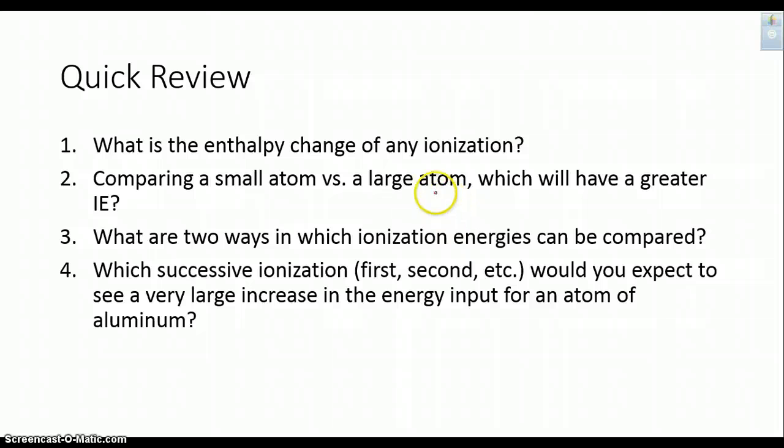Again, here's a quick review. Enthalpy change of any ionization is always positive, so your delta H is always greater than 0. Small atom versus large atom, which one has a greater ionization energy? It should be your small atom, because it requires more energy to overcome the effective nuclear charge pulling on those electrons tightly. Two ways in which ionization energies can be compared. You can look at it either from element to element, so essentially first ionization energy of one element versus the first ionization energy of another one, or you can look at it as successive ionizations. And then which successive ionization would you expect to see a very large increase?